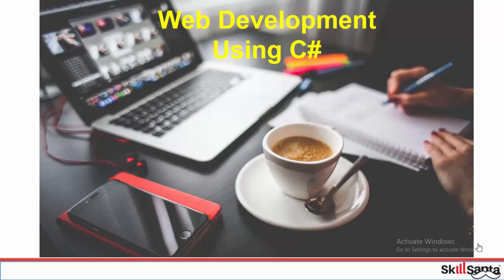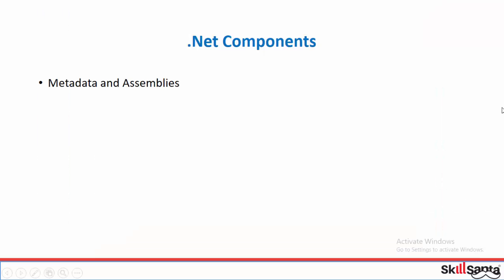This one is about web development using C#. Here we discuss the metadata and assembly. So, .NET component, metadata and assembly. First of all, we will see what metadata is and what assemblies are.